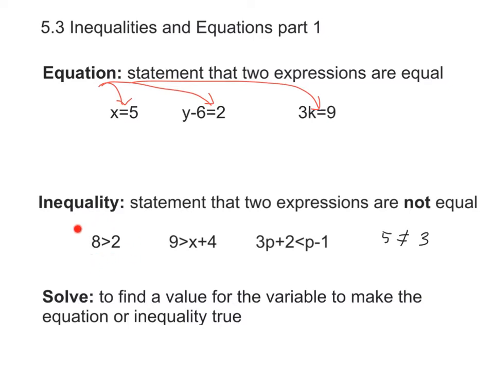This one, you don't have a variable, so either 8 is greater than 2 or it's not. This one happens to be true. On this one, if I put 1 in for x, then 1 plus 4 is 5, and 9 is greater than 5, so putting 1 in would make it true. But if I put 10 in here, 10 plus 4 is 14, and 9 is not greater than 14, so then it would be false.